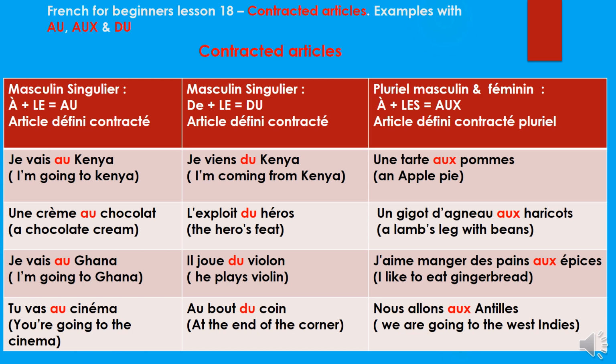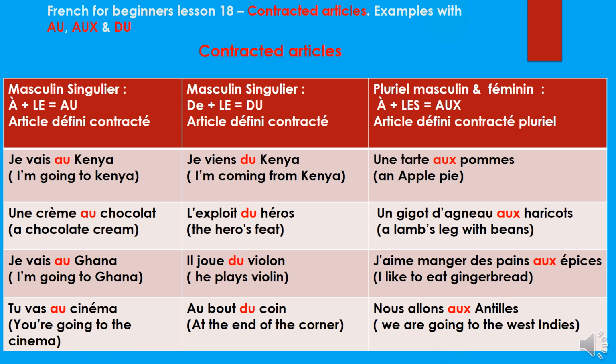So you see, du here means "of the" corner. Let's go now to the third row. Here we are with the plural, masculine and feminine. You can use it with feminine or masculine. Pluriel, masculin et féminin. Repeat after me: pluriel, masculin et féminin.